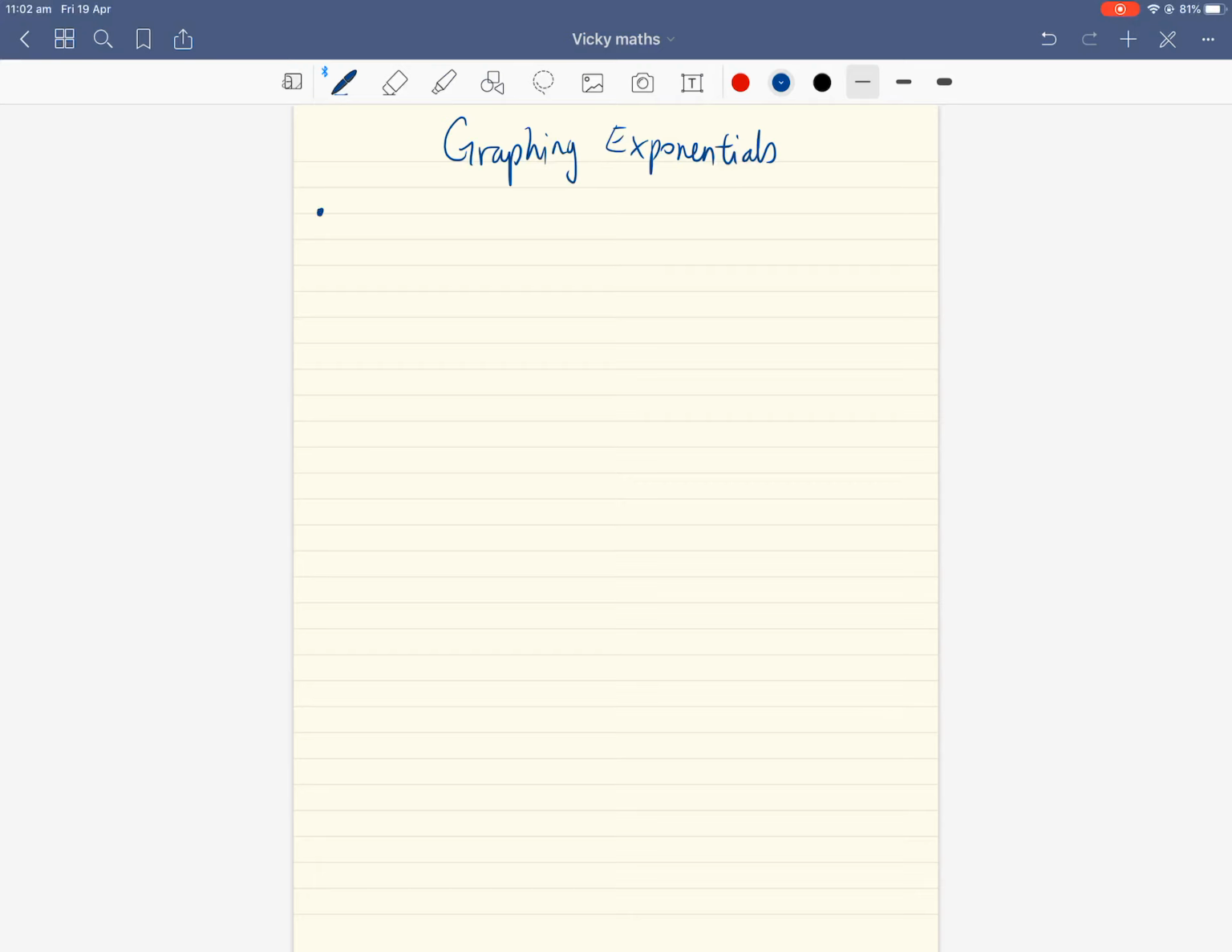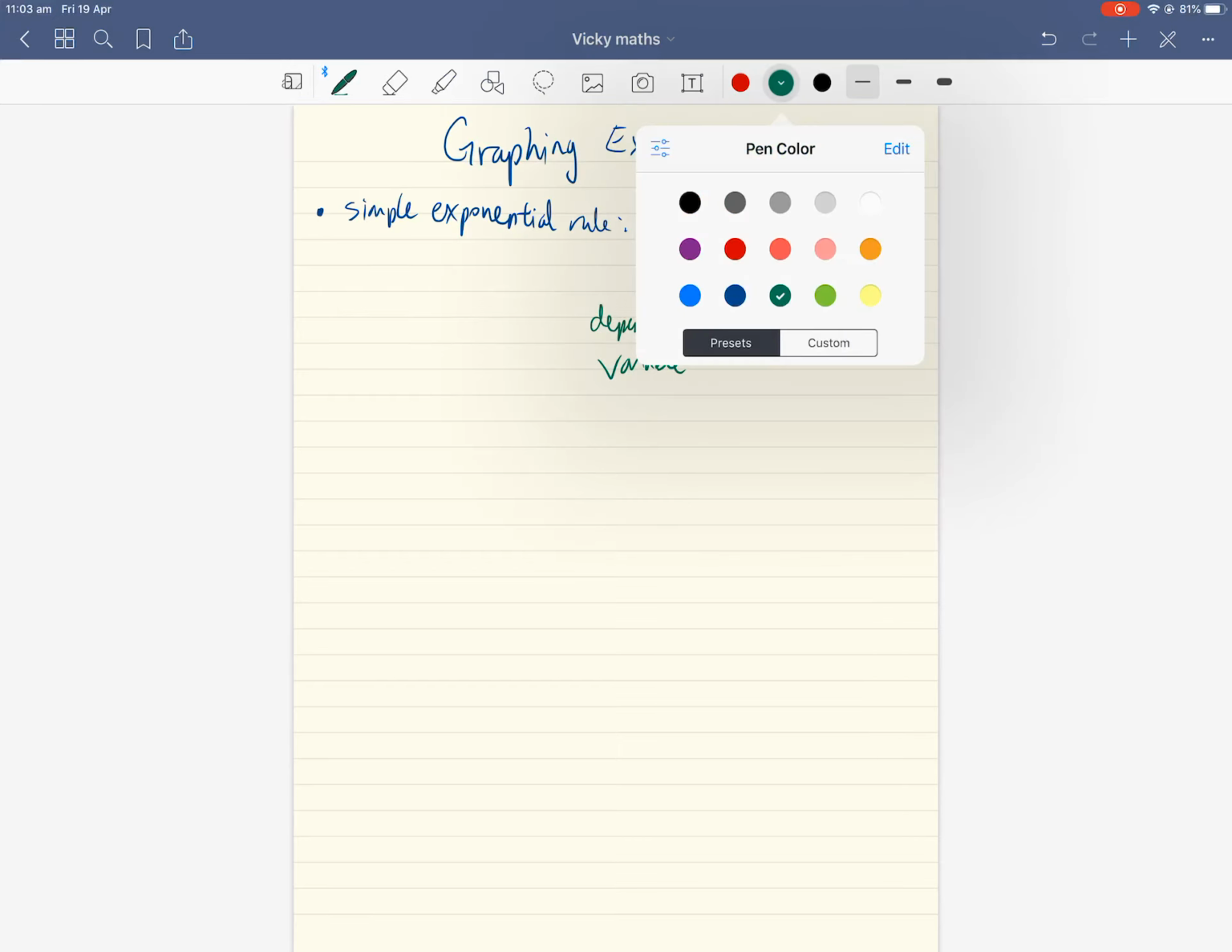Now the most simple exponential rule looks like y equals a to the x. So a is what we call the base, so it's just some constant number. It doesn't change. So it could be 2, it could be 1.5, it could be any number, but it's constant. Your x is your independent variable, for example, time. And then y is your dependent variable. So it could be population. So it could be a function or model of how the population changes over time.